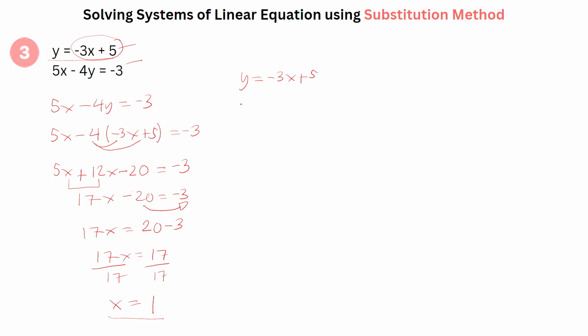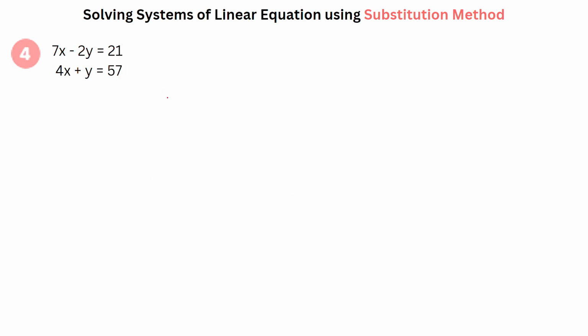What is the value of our x again? There's a value already, right? That is 1. So I'll put here negative 3 times 1 and then plus 5. So y is equal to negative 3 times 1 is obviously negative 3 and then plus 5. So y is equal to 2. So our final answer should be 1 what? 1 comma 2. Okay?